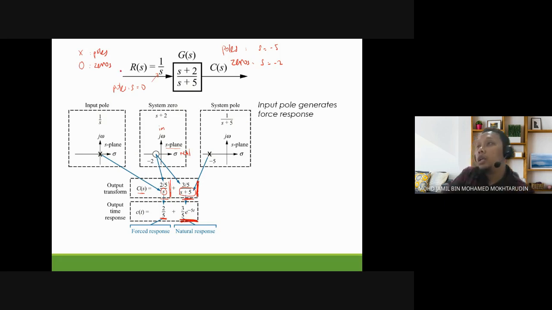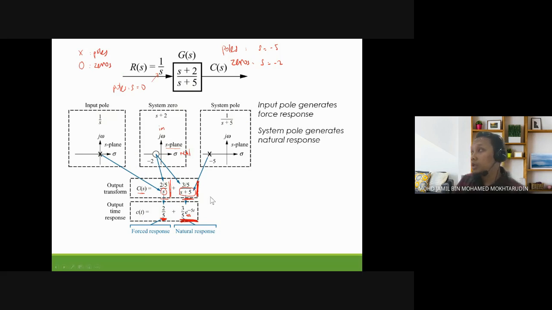So we know that if we obtain the pole from the input, then we can know the shape or the type of force response. So here, the force response is a constant because the pole is equal to 0. And then we have the system pole equals -5, and the type of response is exponential, okay? So later on, we will see more about how to determine a system response using poles and zeros.